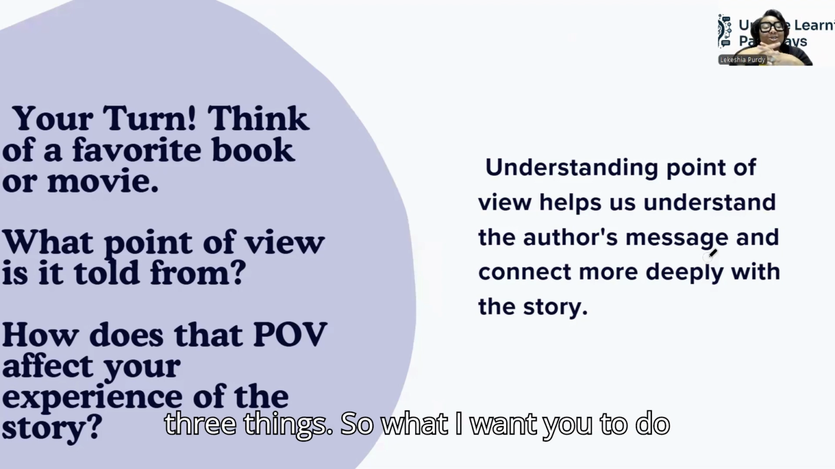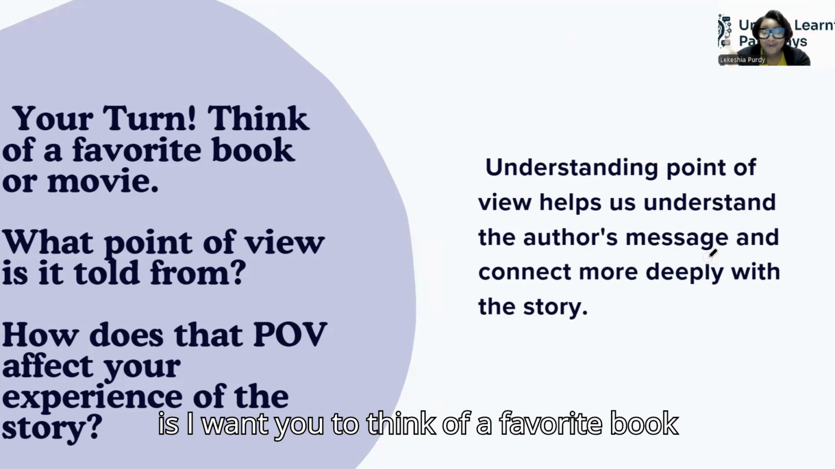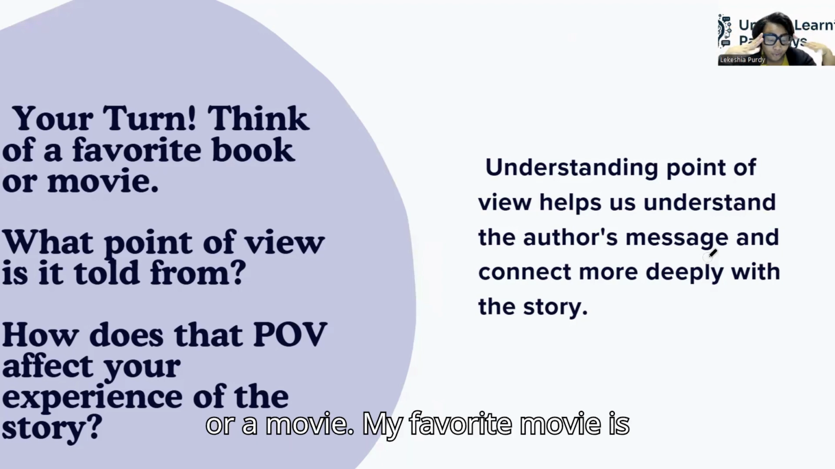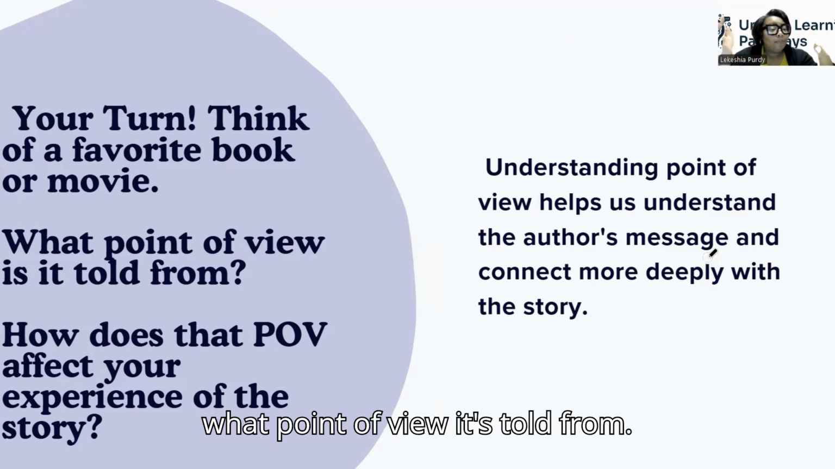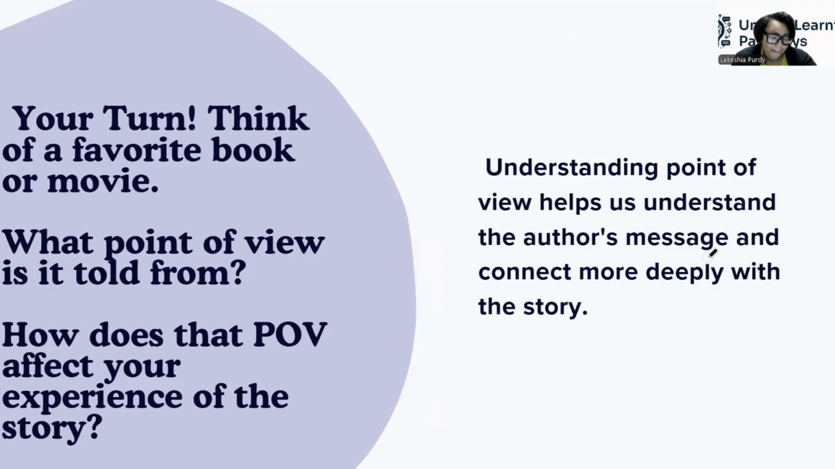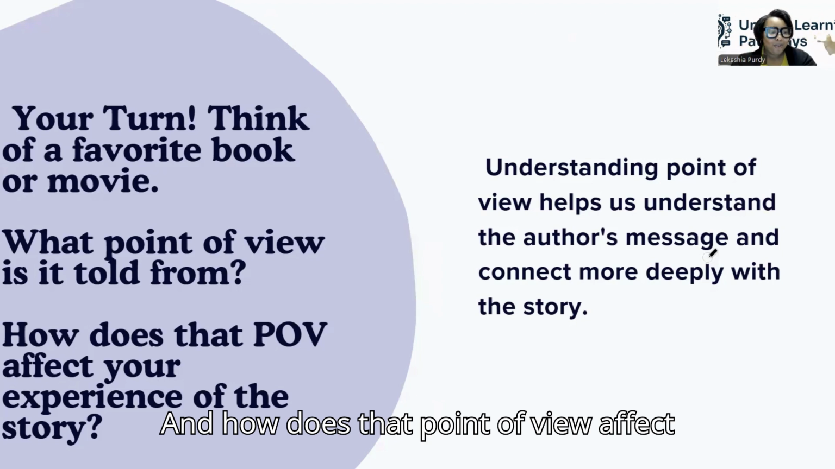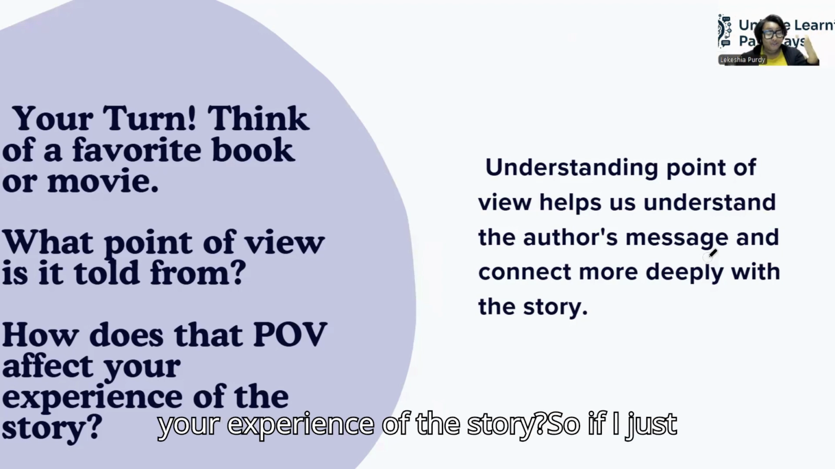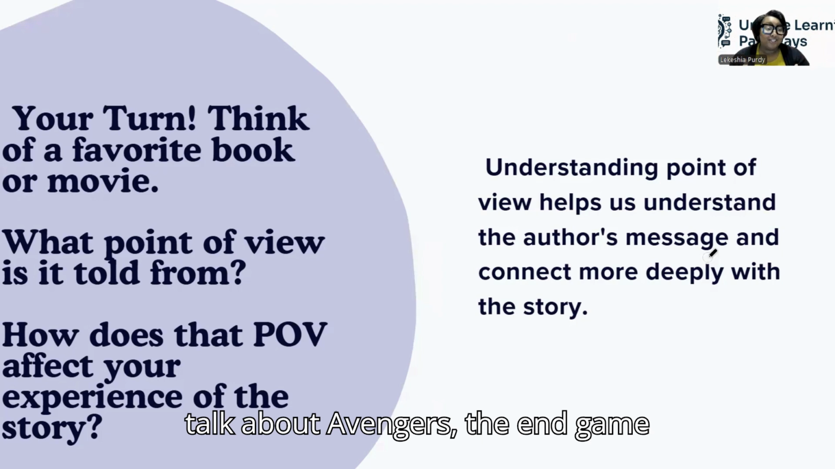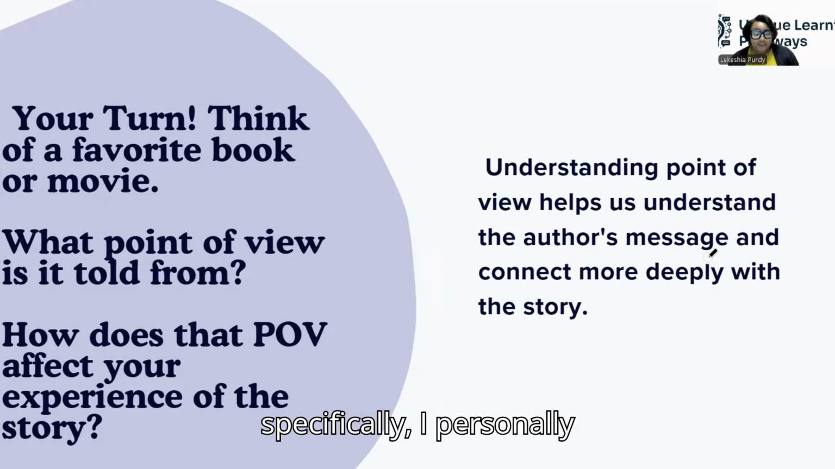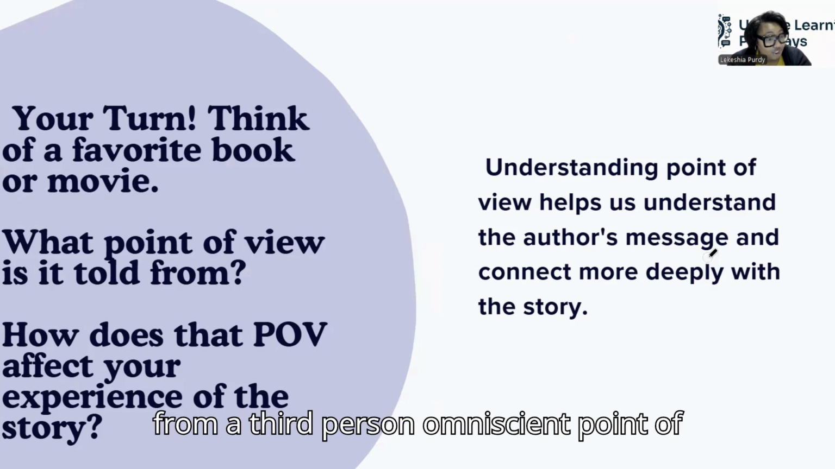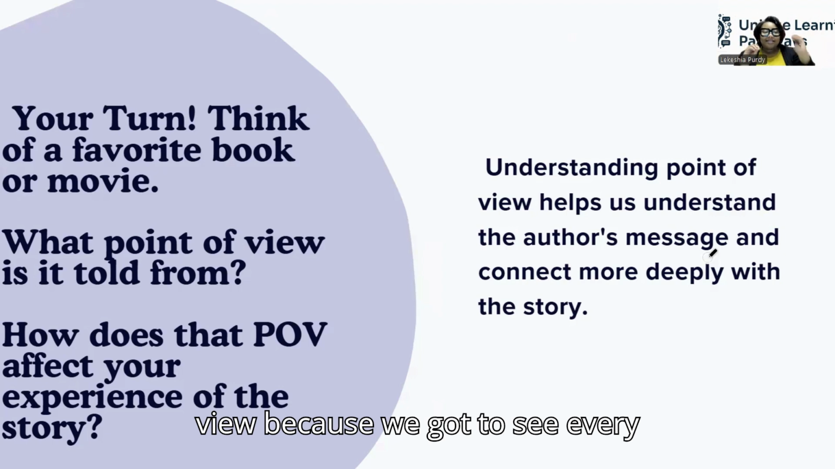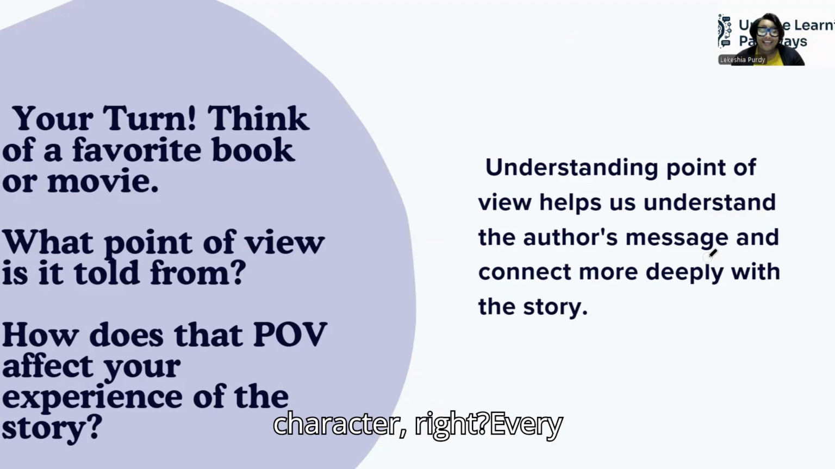So what I want you to do is think of a favorite book or a movie. My favorite movie is Avengers Endgame. And think about what point of view it's told from and how that point of view affects your experience of the story. So if I just talk about Avengers Endgame specifically, I personally believe that that movie was told from a third person omniscient point of view because we got to see every character, right?